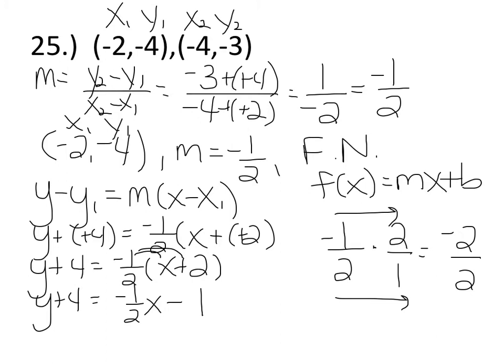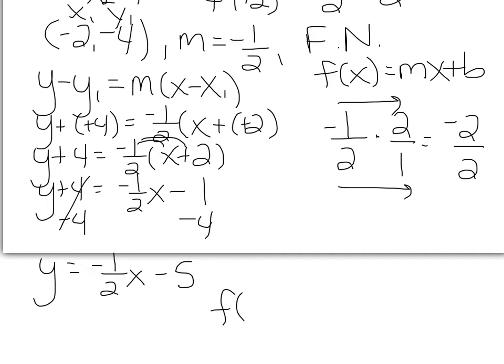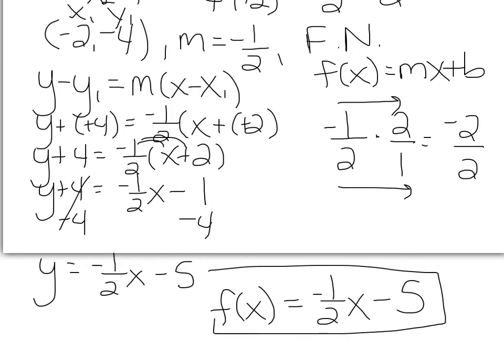So don't overthink it. It's not that difficult, okay? Then we're going to subtract 4 from both sides, leaving you y equals negative 1/2 x minus 5, and then we're just going to change y to f of x. So don't freak out about the fractions, guys. They're making them very, very clean for you.